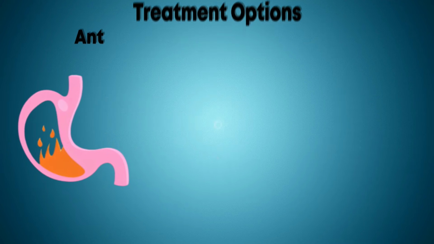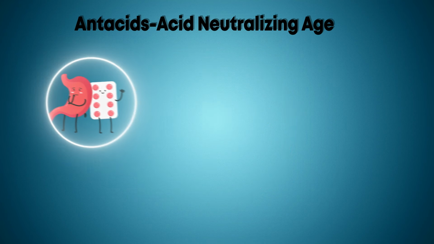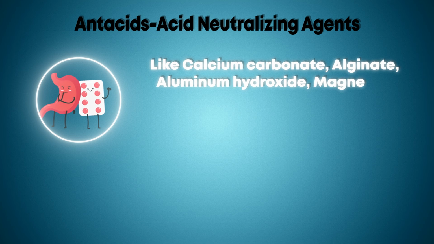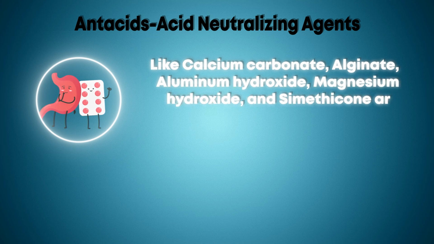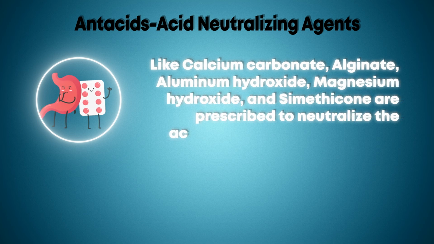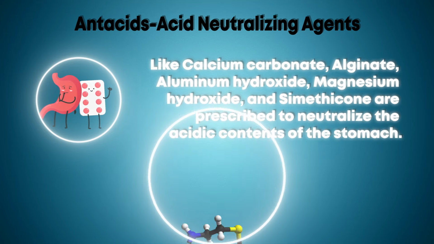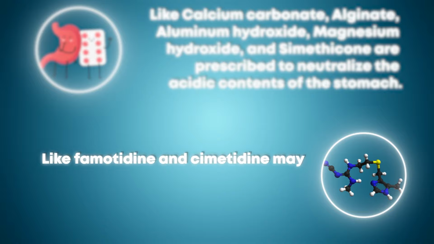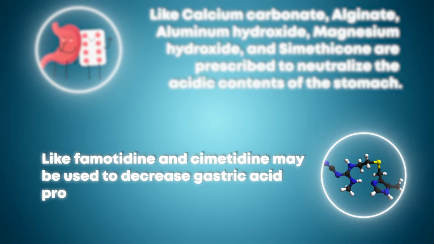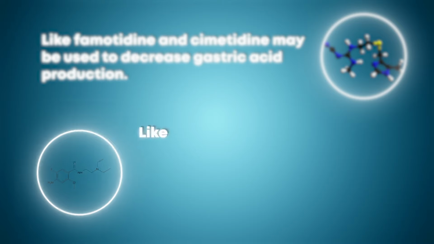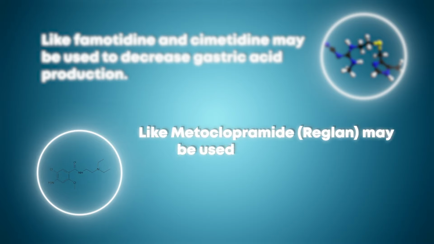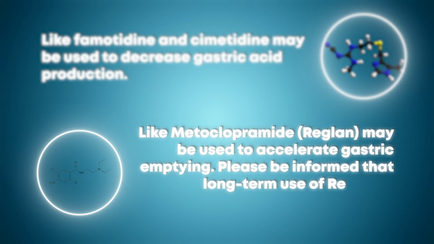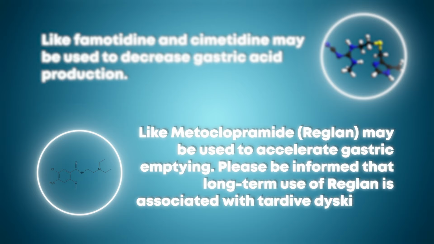Treatment options: antacids, acid neutralizing agents like calcium carbonate, alginate, aluminum hydroxide, magnesium hydroxide, and simethicone are prescribed to neutralize the acidic contents of the stomach. Histamine 2 receptor antagonists, like famotidine and cimetidine, may be used to decrease gastric acid production. Prokinetic agents, like metoclopramide, Reglan, may be used to accelerate gastric emptying. Please be informed that long-term use of Reglan is associated with tardive dyskinesia.